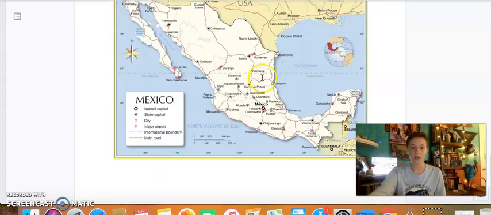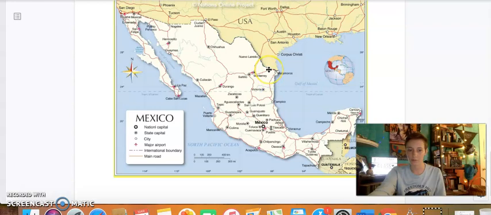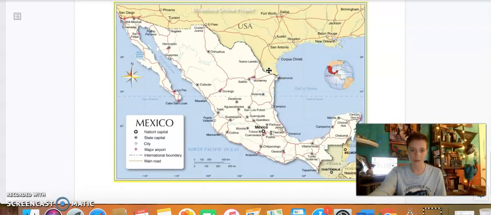And now we're going to look at an actual map here, so we can point out some of those mapping elements. So the very first thing that we're looking for is a title. And so this map title is right here. It's just Mexico. It is a map of Mexico.